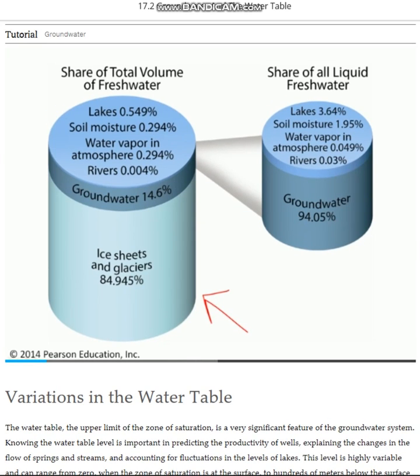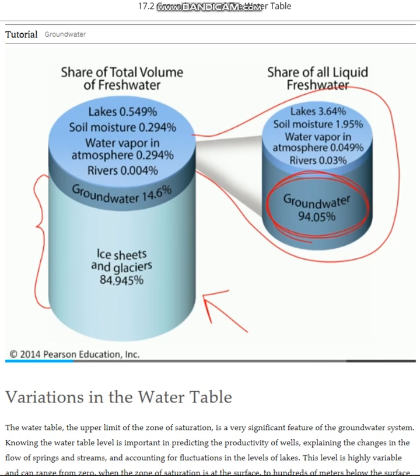Obviously, most of the world's water is in the oceans. It's not fresh. But of the water that is fresh, most of it is locked up in frozen form. It's in ice sheets and glaciers. And so of the part that's not frozen, basically, we're looking at most of it being groundwater. Okay, so the stuff that we're familiar with on the surface is only a very small part of the overall total of fresh water in the world. Around 94% of the non-frozen fresh water is underground.